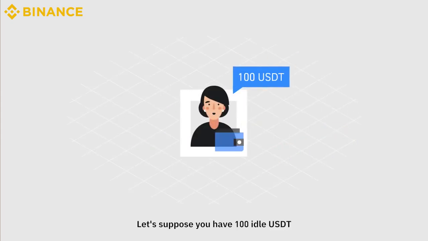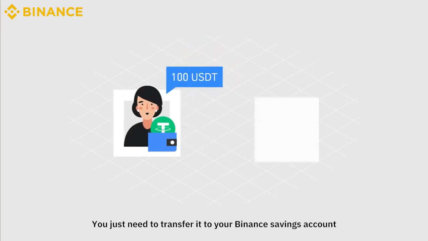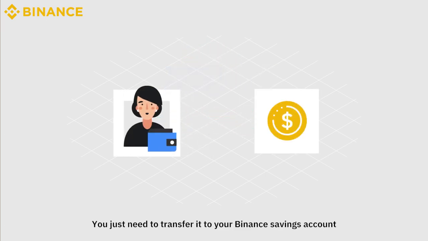Let's suppose you have 100 idle USDT. You can use them as your initial capital and generate interest daily. You just need to transfer it to your Binance Savings account.